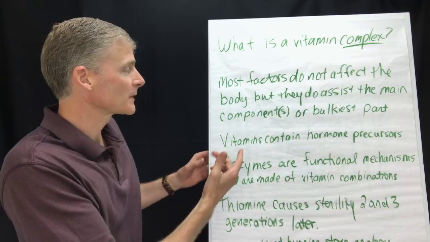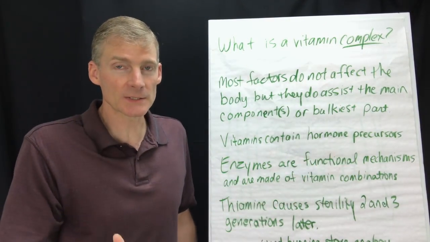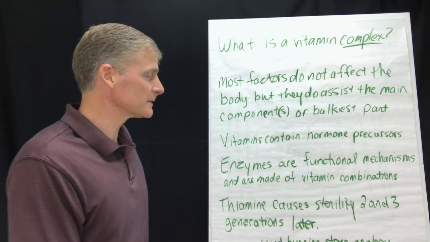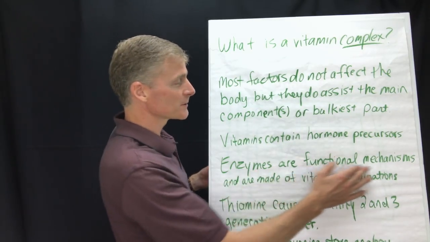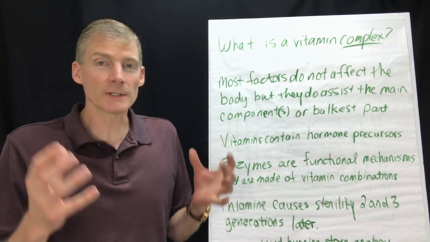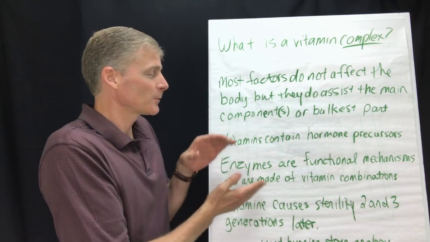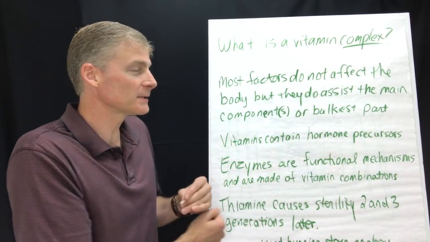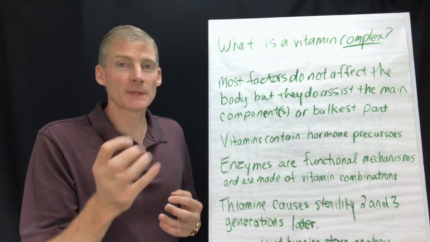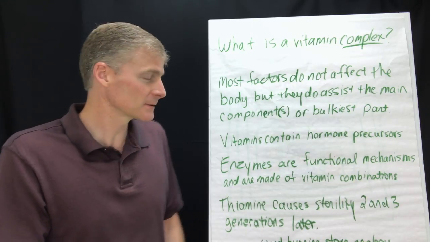Vitamins contain hormone precursors. They contain enzymes. They contain other vitamins. Vitamins contain other vitamins, and enzymes are functional mechanisms and are made of vitamin combinations. So the point here is that we have functional mechanisms. Whether you call them an enzyme, a vitamin, or whatever, they do stuff. It's a mechanism that does things. It's working. It actually acts on things.